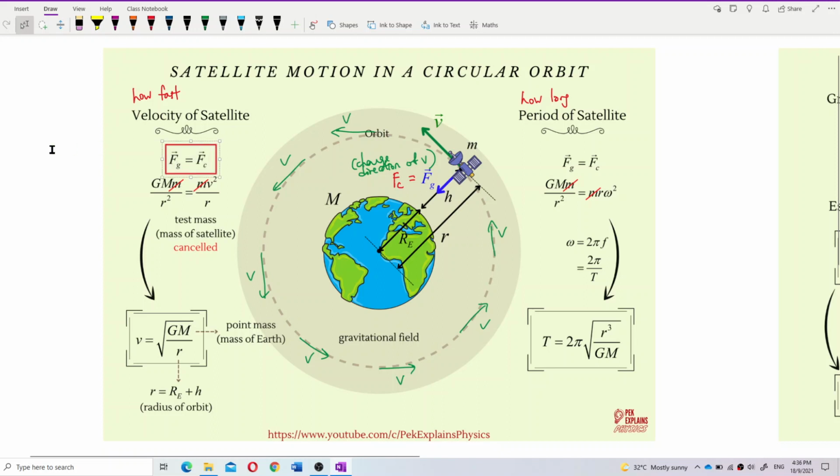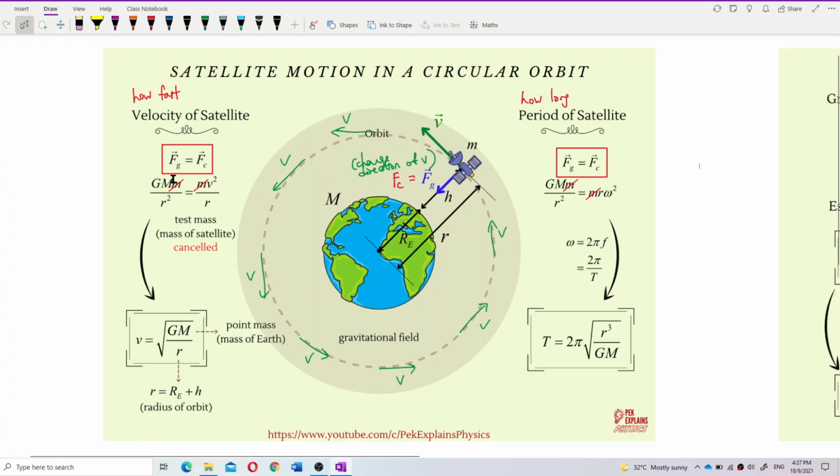Here it is also the same. For both the equation for velocity of the satellite and the period of the satellite, we use the same concept, Fg equals Fc, to derive the final formula for velocity and period of the satellite. Gravitational force equals centripetal force. First we look at the velocity of the satellite.